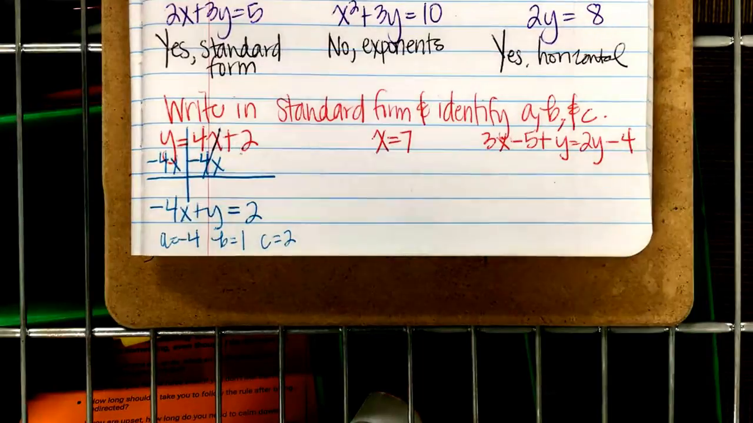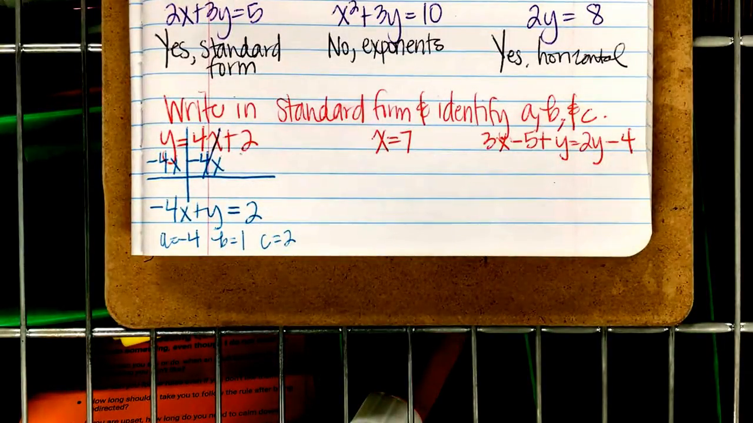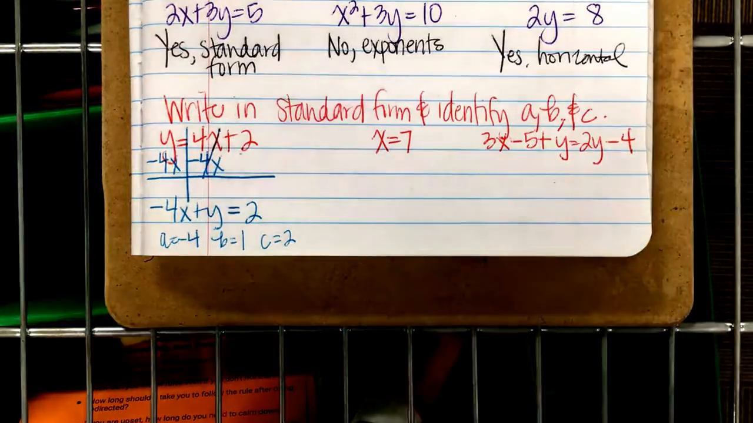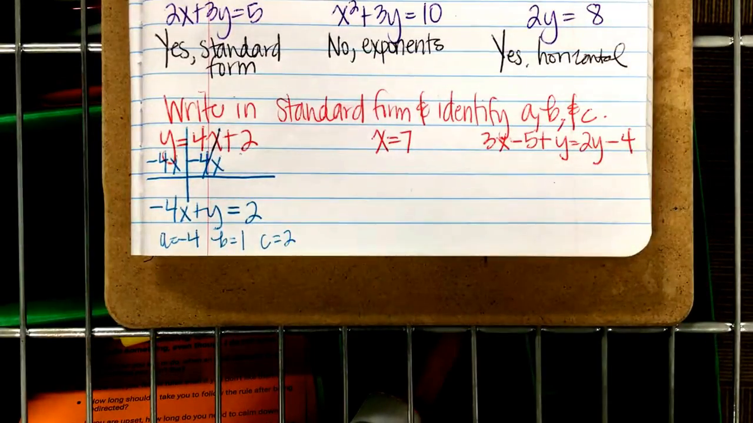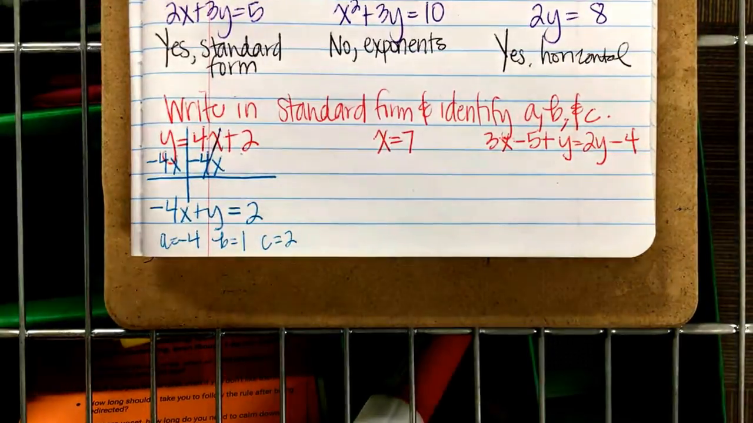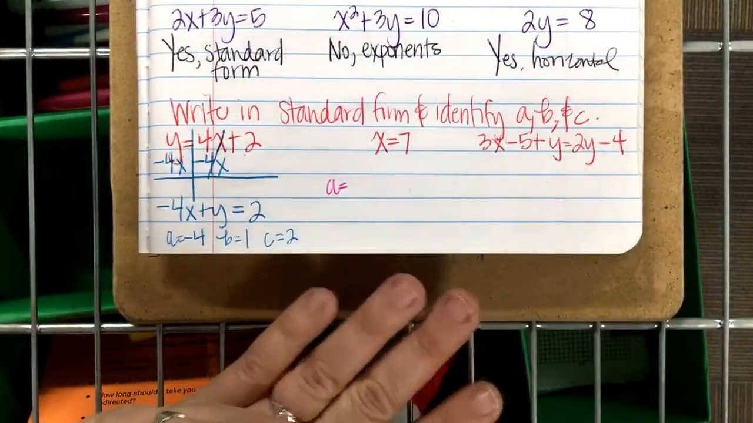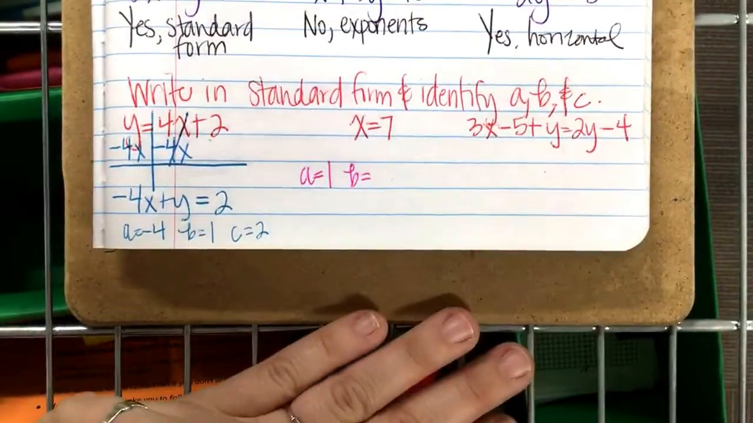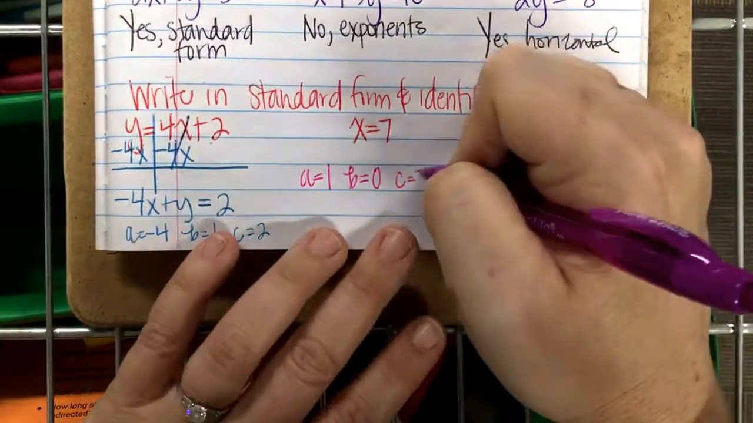X equals 7. Write it in standard form. The x and the y need to be on the same side. Anything we need to move? Is there anything we need to move? No. Is this a linear equation? No. What kind of line is it? Vertical, because there's only an x. But there is no y, so I can't move anything, correct? So what's my a? What's the coefficient of x? 1. What's my b? What's the coefficient of y? 0. And what's my c? Good.